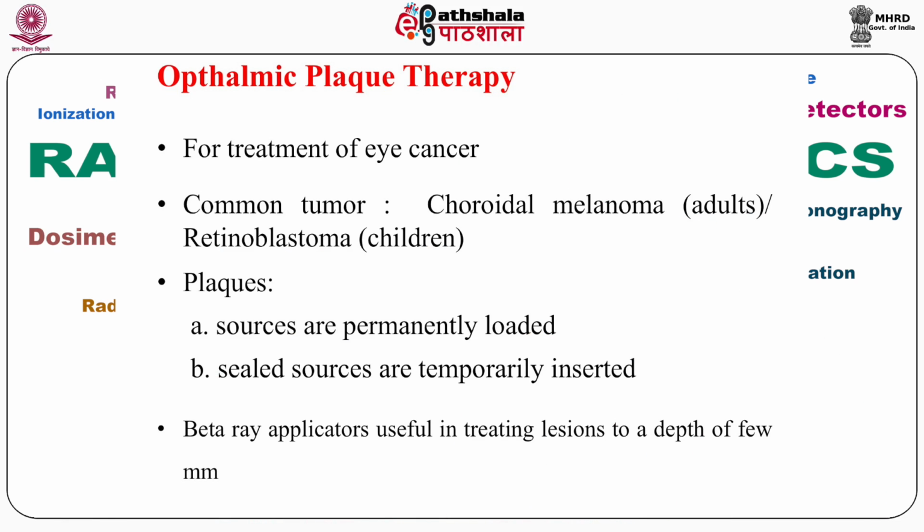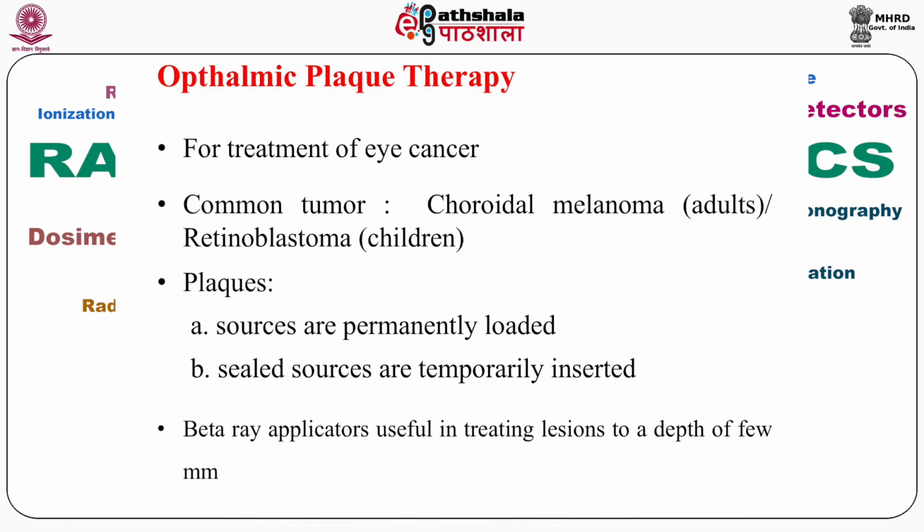Also, ophthalmic plaque therapy is used in brachytherapy for eye cancer treatment. Common tumors are choroidal melanoma, which mostly occurs in adults, and retinoblastoma, which mostly occurs in children. Plaques are generally of two types. In one, sources are permanently loaded, and in the second, sealed sources are temporarily inserted. Beta ray applicators are useful in treating lesions to a depth of a few mm.